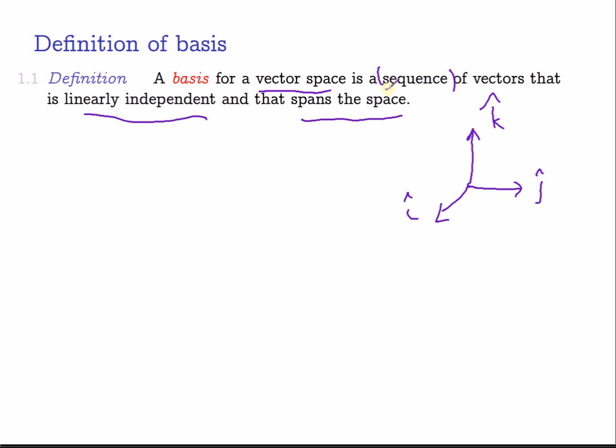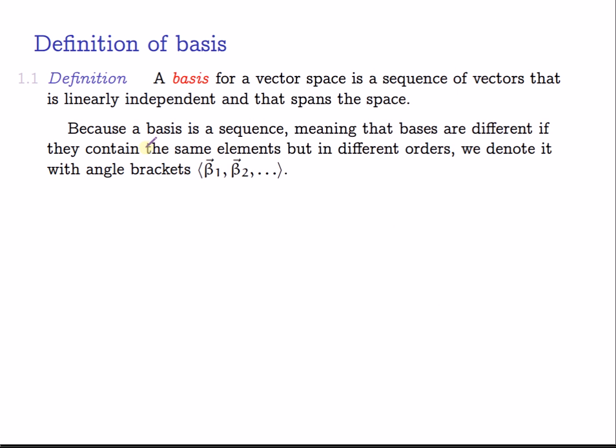Now here we say a sequence of vectors. Technically, the order matters. So that point is reinforced here because a basis is a sequence. Bases are different if they contain the same elements but in different orders. So we use this notation to denote basis. We use angle brackets to indicate that the order is important. So according to this definition, we have that, for instance, beta 1, beta 2 would not be equal to beta 2, beta 1.